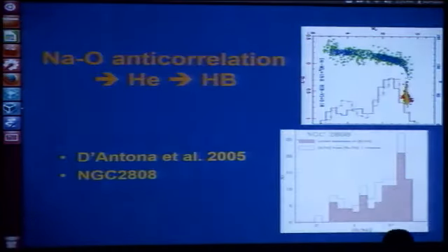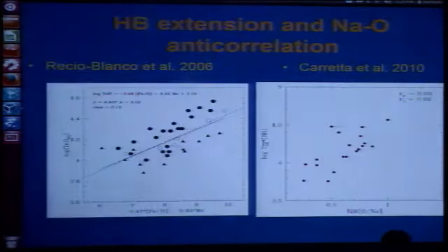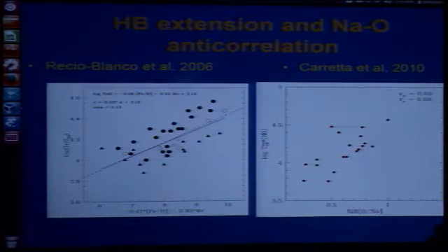parameter. So this is the diagram I showed already, given by Franca. This is the correlation of the extreme of the horizontal branch, the hotter stars of the horizontal branch, the temperature of these hotter stars, with the sodium-oxygen anticorrelation. You see that there is a very nice correlation between these two quantities.